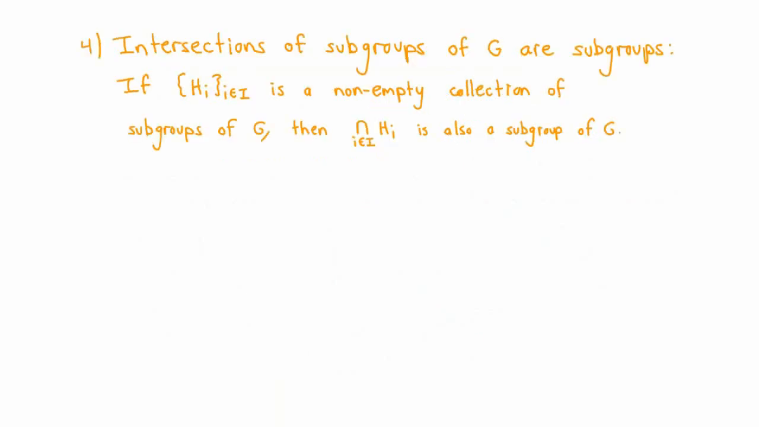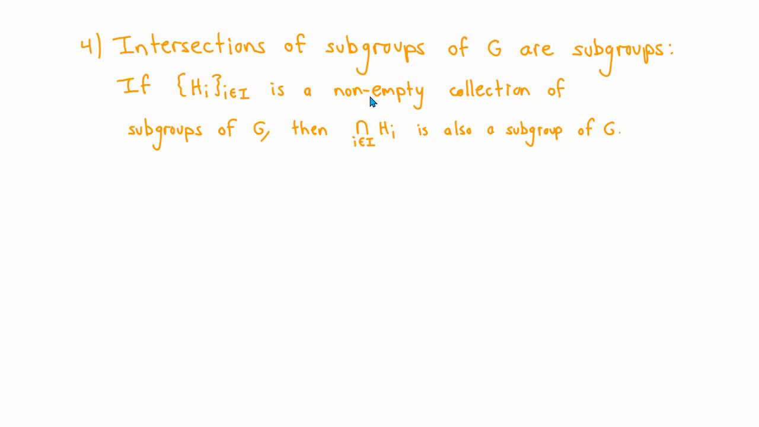The next important fact that we want to establish is that when you take an intersection of a non-empty collection of subgroups of a group, what you get is also a subgroup of the group. This is an important fact, and it applies not only when the indexing set here is finite, but even when it's an infinite set of arbitrary cardinality.